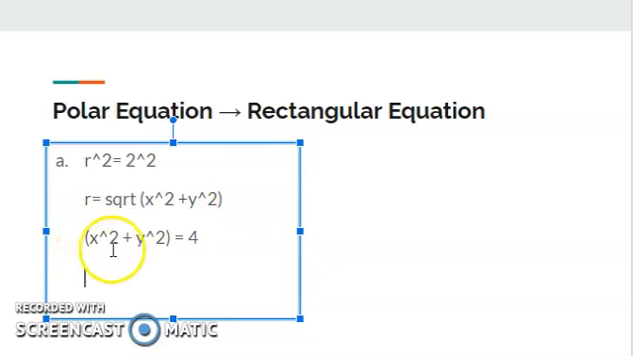And as you can see, we already have our equation in terms of x and y, and we don't have to do anything like a square root. We can just leave it like this.